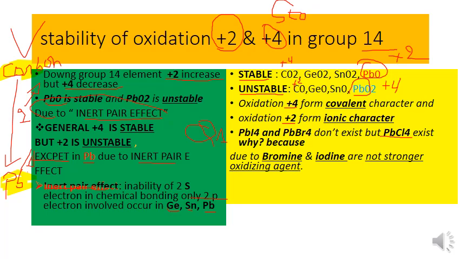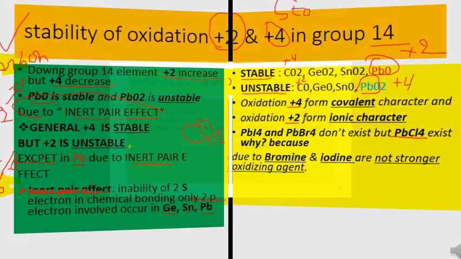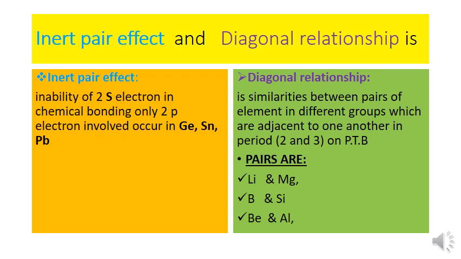Let us continue with the following group, group 15. Also, before we continue, here we have some other key points you have to know. Inert pair you have seen, but now we are going to see the diagonal relationship. What is it? It is a similarity between a pair of elements in different groups which are adjacent to one another. Those are in period 2 and period 3 on the periodic table. This means that a diagonal relationship is a similarity between elements found in different groups that have the same properties.